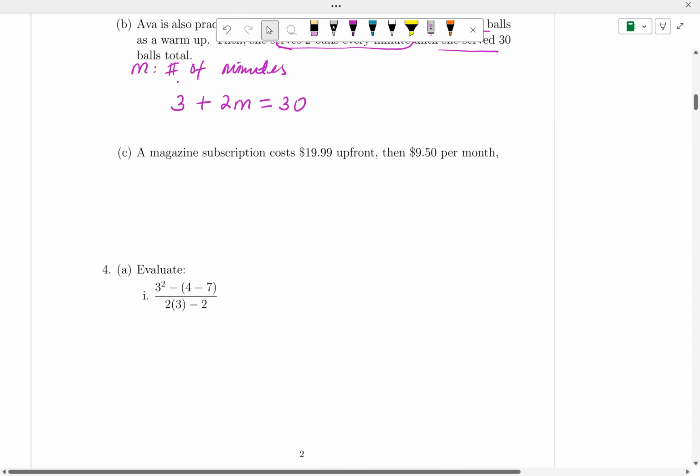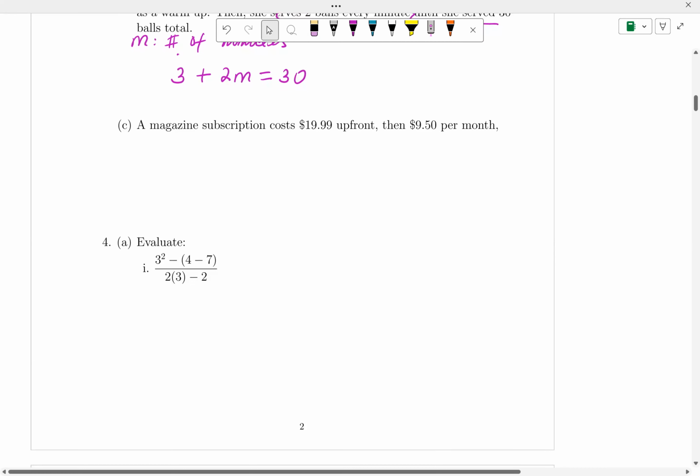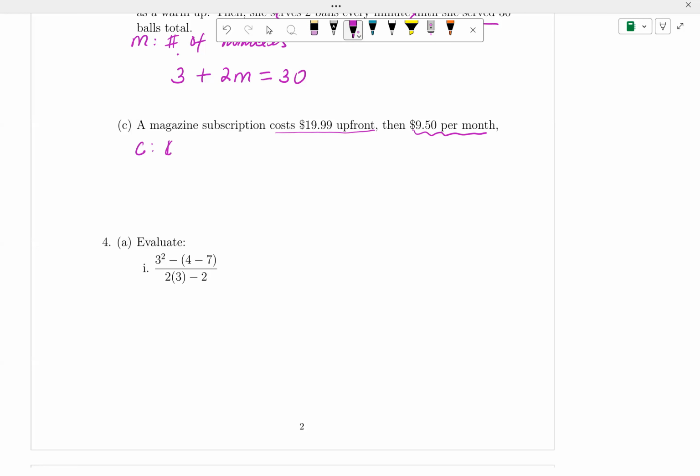Okay, on to the next question, part C. A magazine subscription costs $19.99 up front, so that's a flat fee, and then $9 per month. So we know the cost per month. We know the flat fee that you're paying up front. What we don't know is what the total cost would be for that month, right? So let's just say C will be the cost of the magazine subscription.